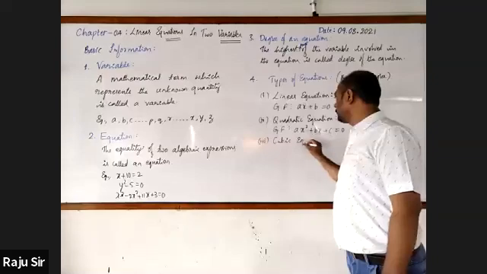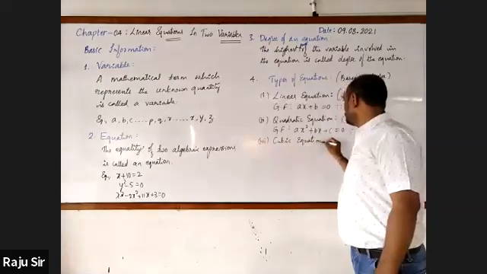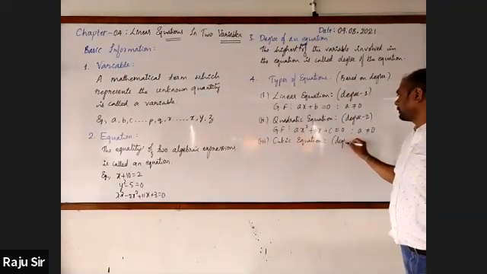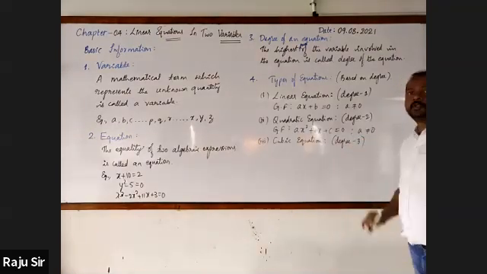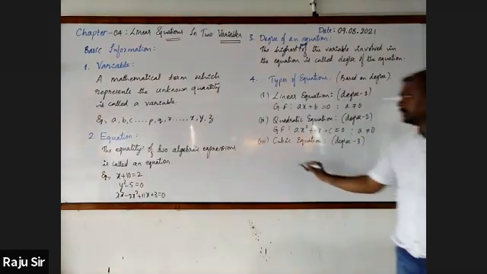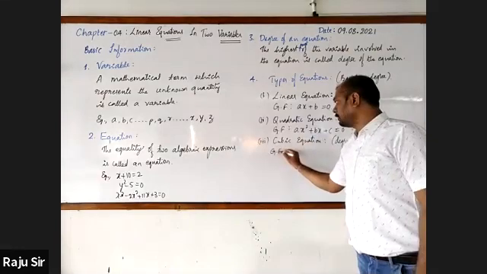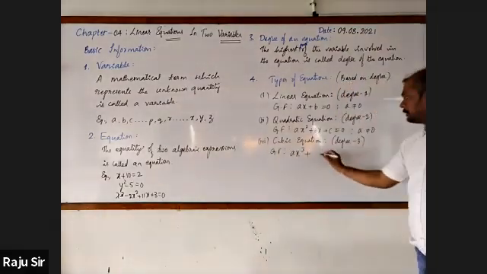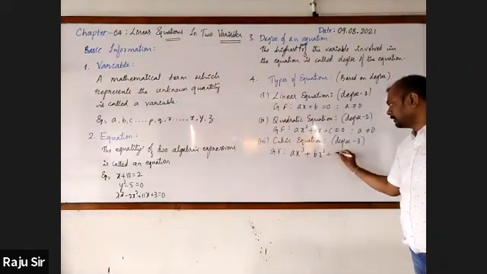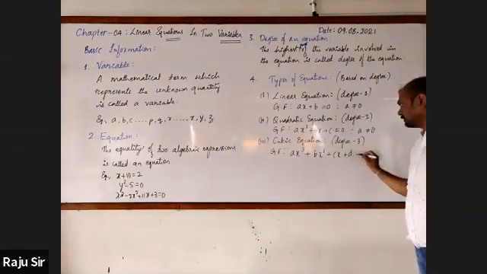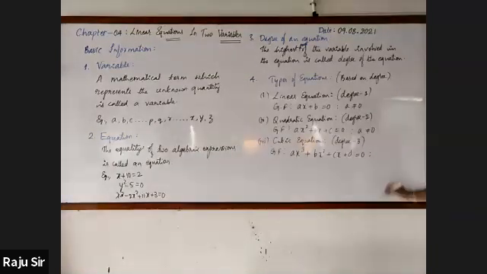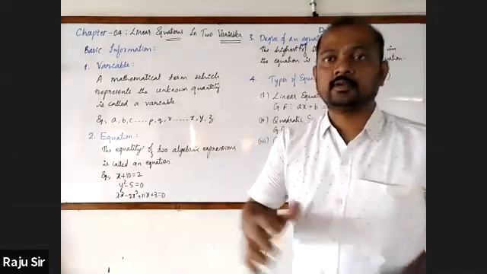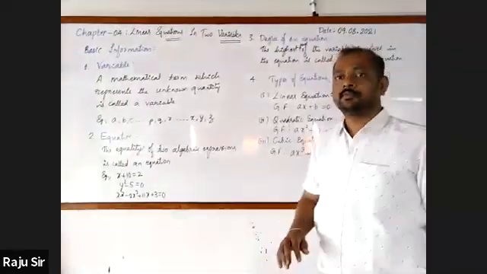Then cubic equation. What is its degree? Degree 3. Its general form is ax cube plus bx square plus cx plus d equal to 0, where a is not equal to 0.